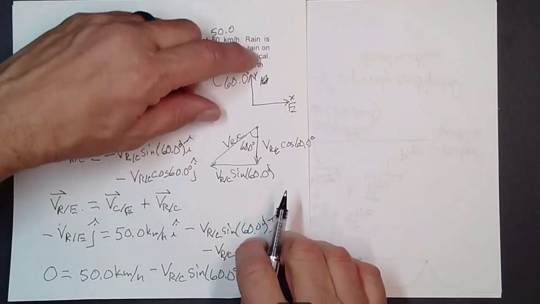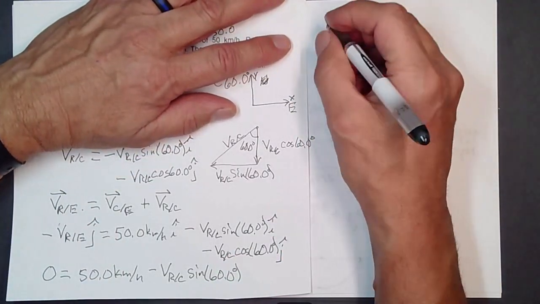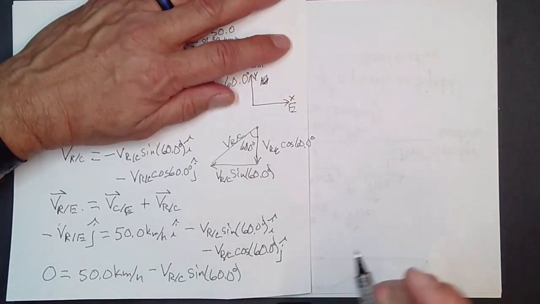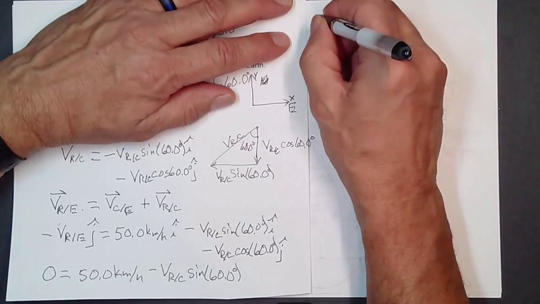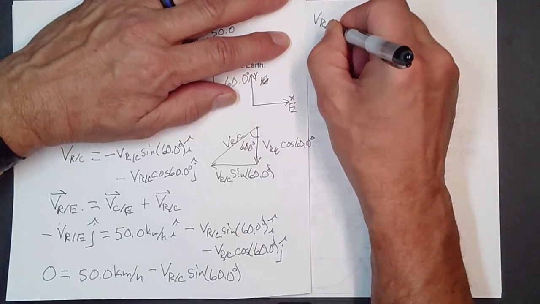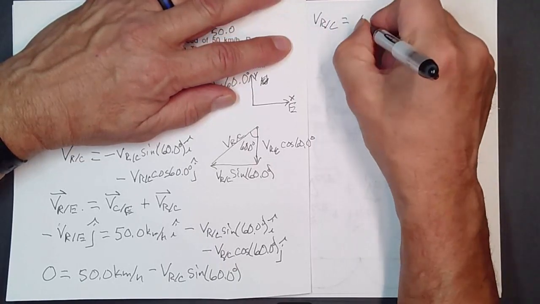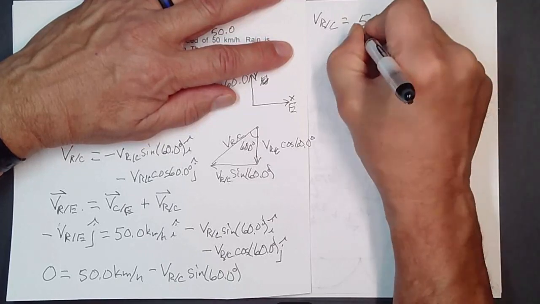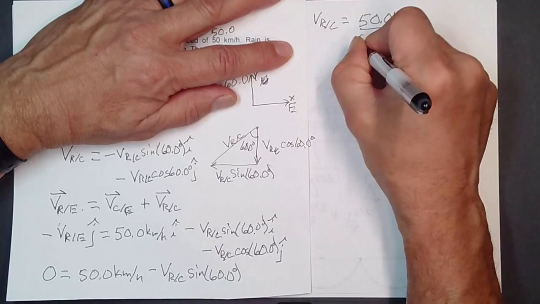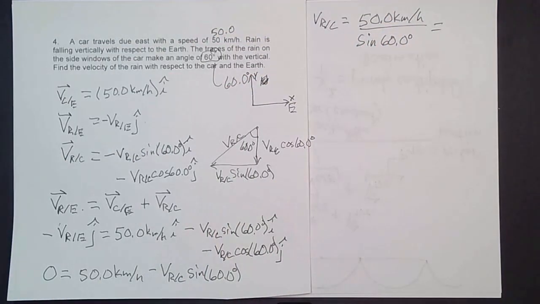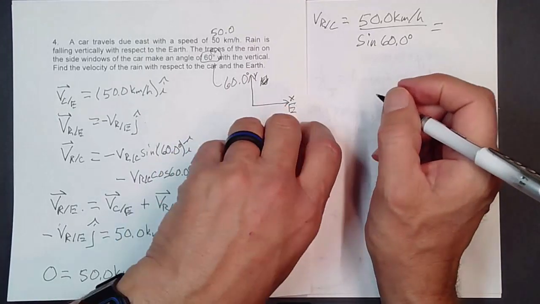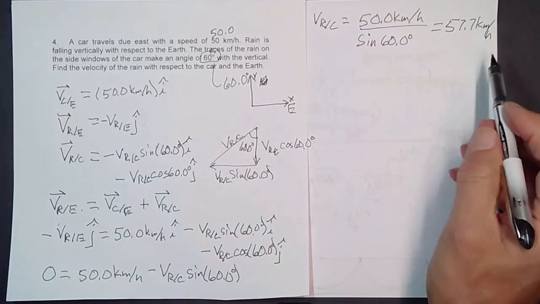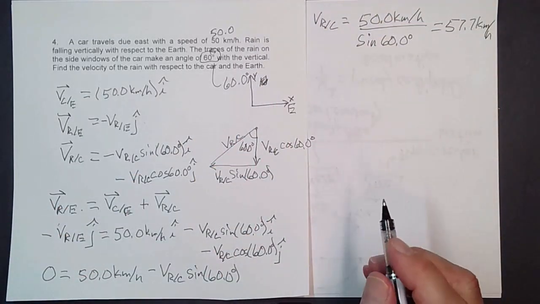Well, I can do a little bit of work here, and I would find that if I kick this term across and then divide both sides by this, that's two algebra steps at once, I'd get the velocity of the rain with respect to the car is going to equal 50.0 kilometers per hour divided by the sine of 60.0 degrees. That's something I can just do in a calculator. I get 57.7 kilometers per hour for this. So now I know the magnitude of the velocity of the rain with respect to the car.